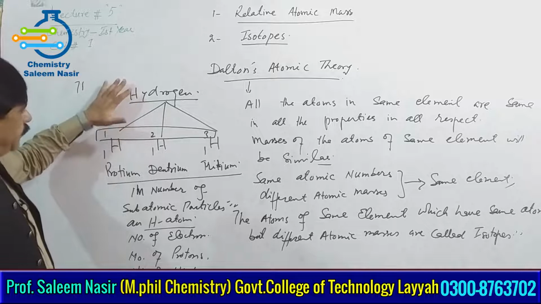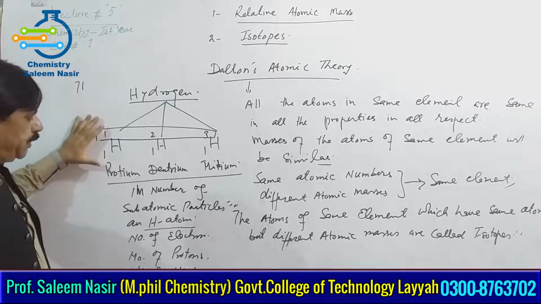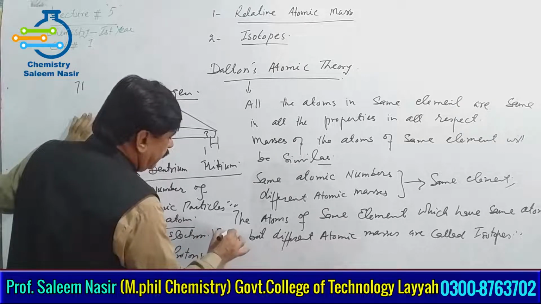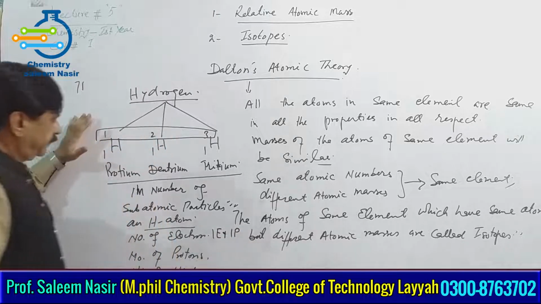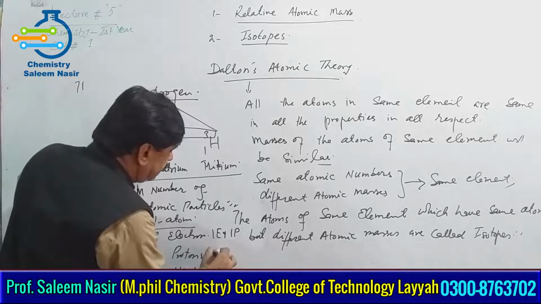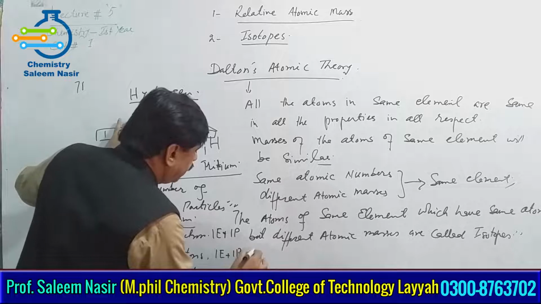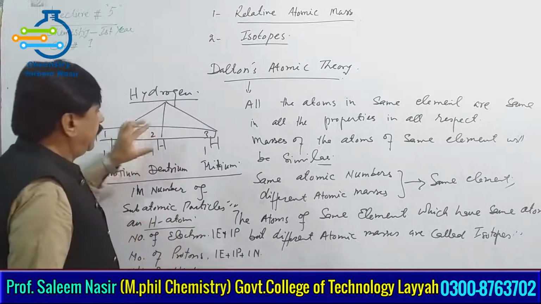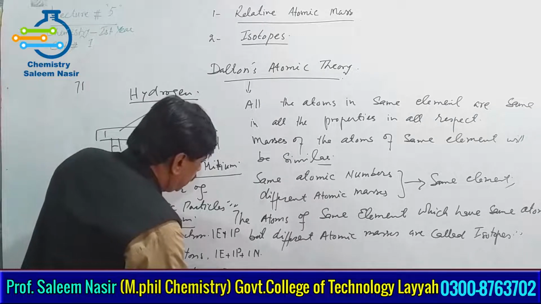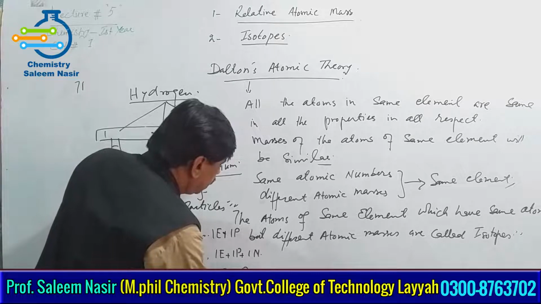As far as hydrogen is concerned, the isotope protium consists of one electron and one proton. In deuterium, the hydrogen atom contains one electron, one proton and one neutron. And in tritium, one electron, one proton and two neutrons.